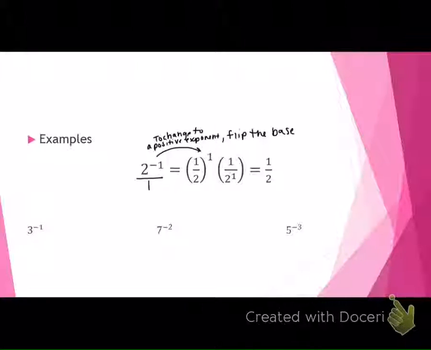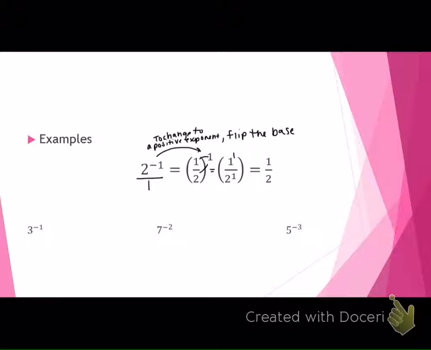So like this is 2 over 1 because it doesn't have a denominator. So I give the 1 to both the top and the bottom. 1 to the first is 1, 2 to the first is 2. Notice a negative exponent does not mean a negative number. It's not saying 2 times negative 1. That's a very different thing.